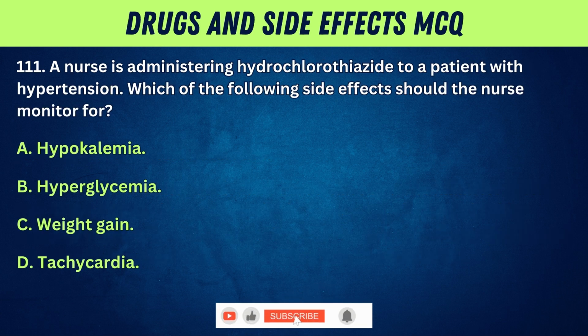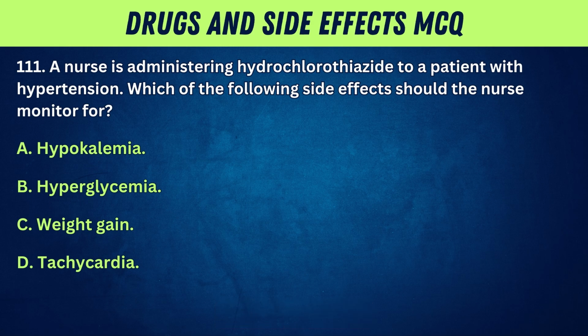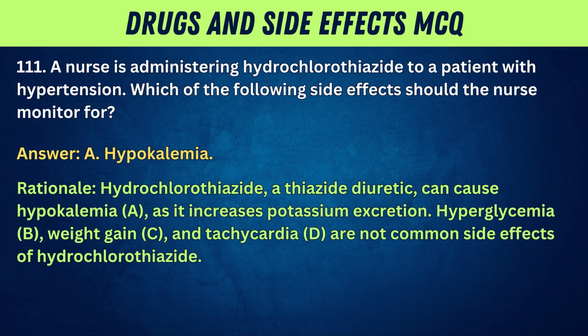111. A nurse is administering hydrochlorothiazide to a patient with hypertension. Which of the following side effects should the nurse monitor for? A. Hypokalemia. B. Hyperglycemia. C. Weight gain. D. Tachycardia. Answer: A. Hypokalemia. Rationale: Hydrochlorothiazide, a thiazide diuretic, can cause hypokalemia, as it increases potassium excretion. Hyperglycemia (B), weight gain (C), and tachycardia (D) are not common side effects of hydrochlorothiazide.